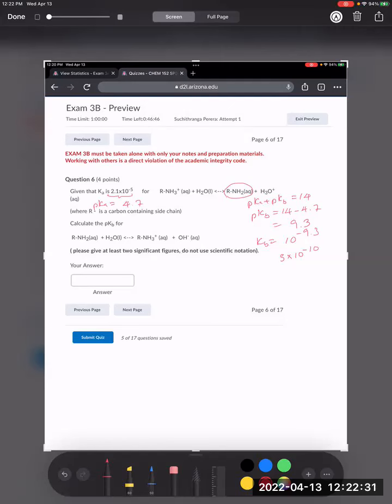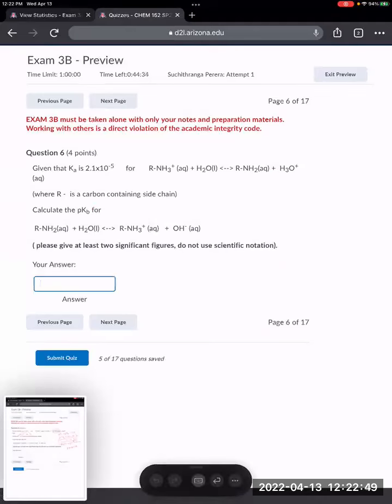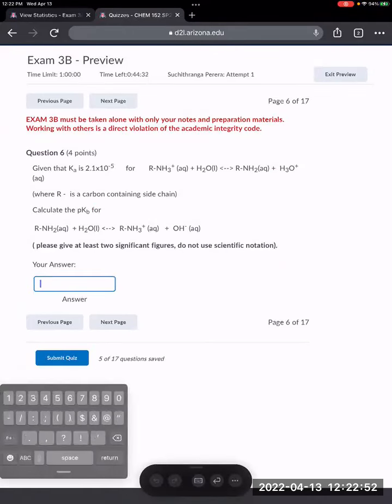Oh, you know what? You don't have to do that. I should be asking for pKb. You don't have to do this step. Okay, we're done at this step. They're asking for the pKb, 9.3. So the correct answer is 9.3. So you go here and type 9.3 and done.